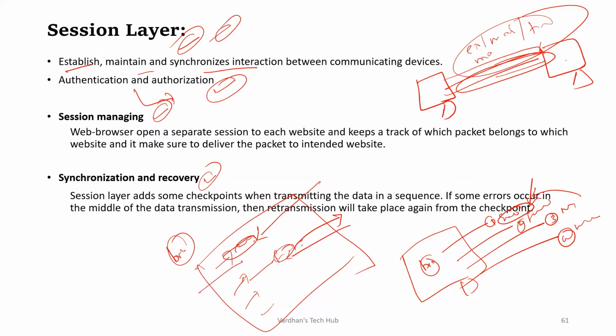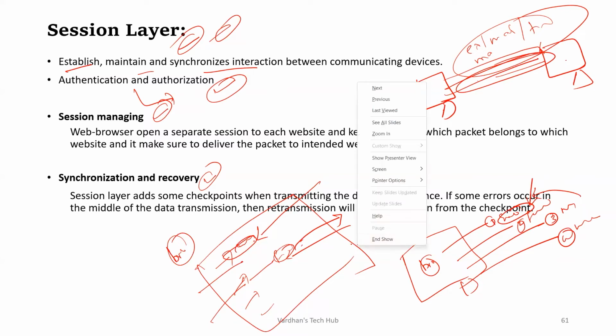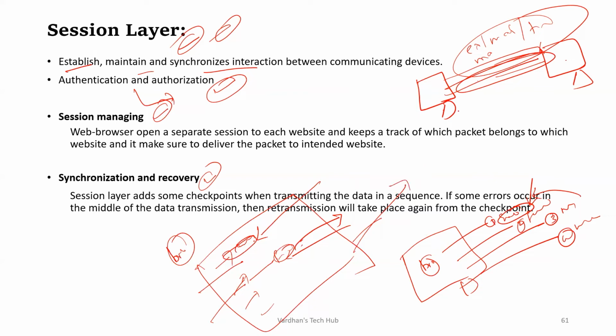For tab 1 it will maintain one separate session, for tab 2 a separate session, and it keeps track of which packet belongs to which. At the end of the day, though it's a browser, your data will go through only one point, right? You got my point? Though you are trying to access many websites, you are accessing with only one public IP address, right? So it keeps track of which packet belongs to which connectivity you are trying to access. That process is called session management.